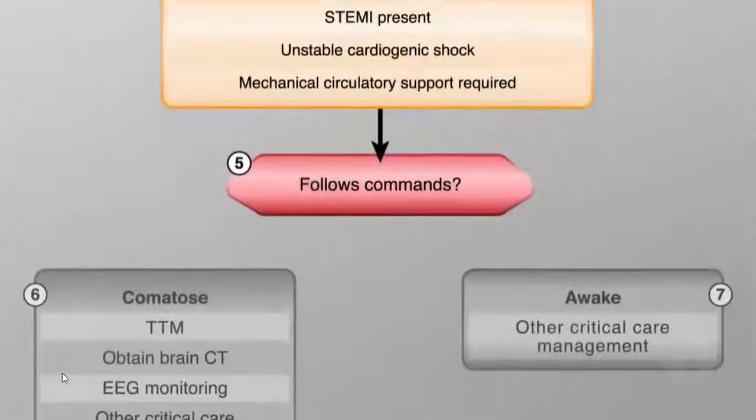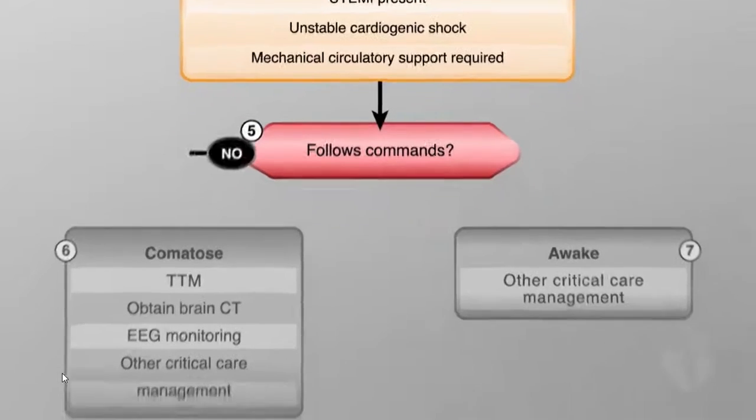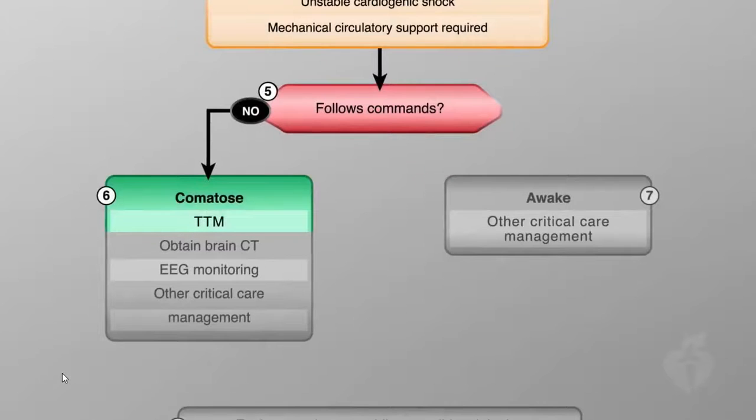If the patient does not have a STEMI and is hemodynamically unstable, consider coronary perfusion or mechanical circulatory support. Next, examine the patient's ability to follow verbal commands. If the patient fails to follow commands, the healthcare team should consider implementing targeted temperature management protocols and obtain a CT scan, EEG monitoring, and other critical care management protocols.